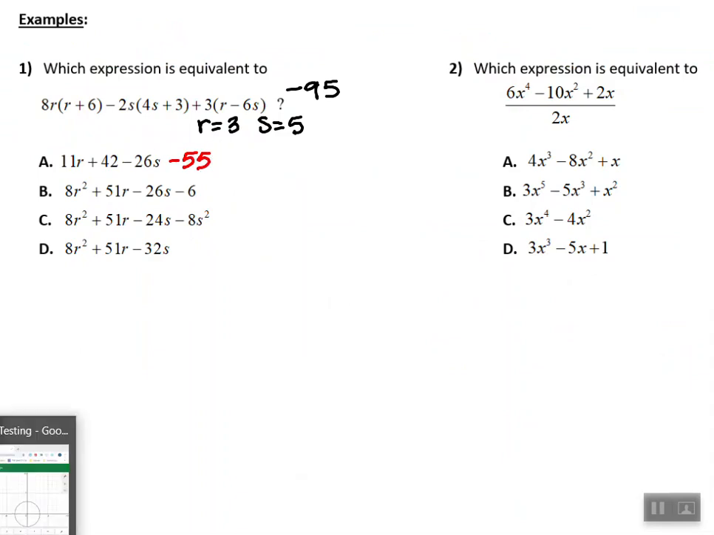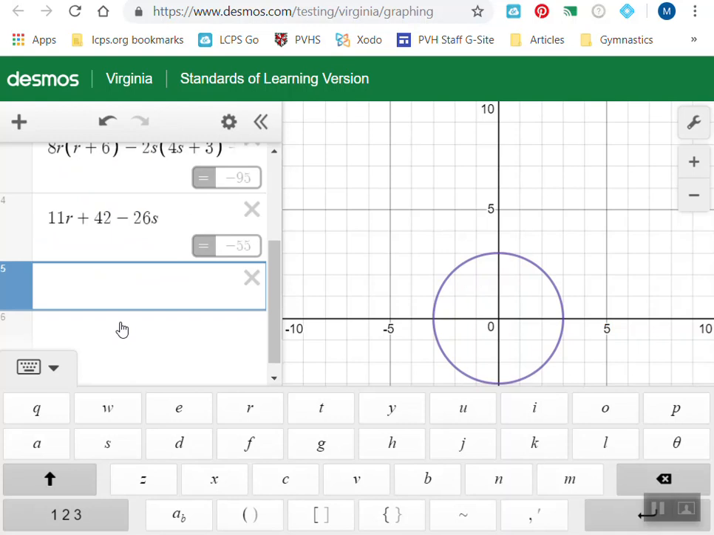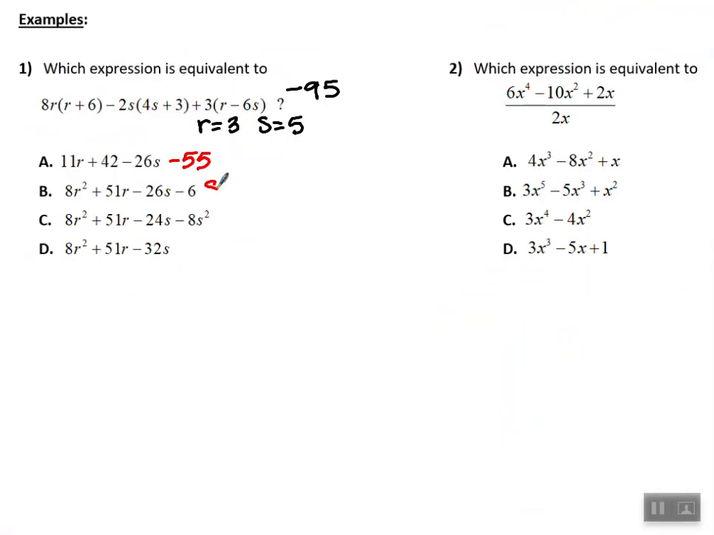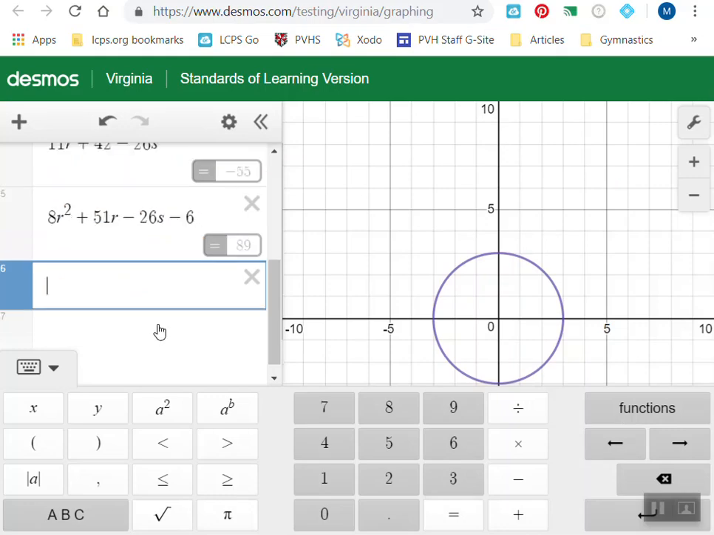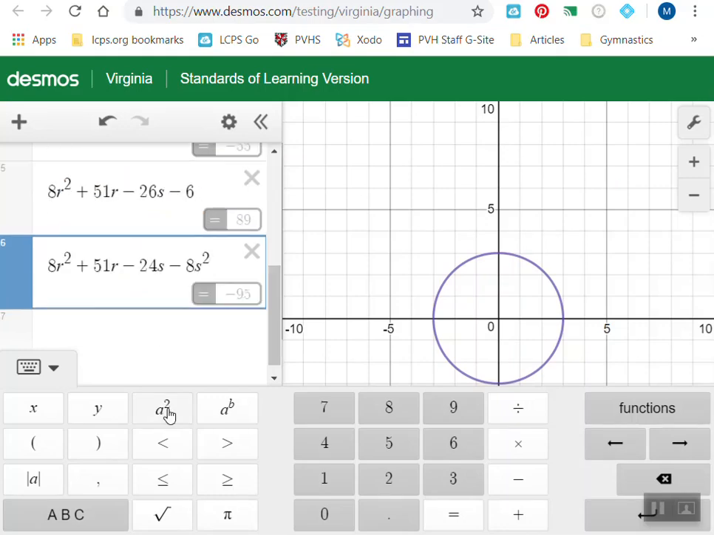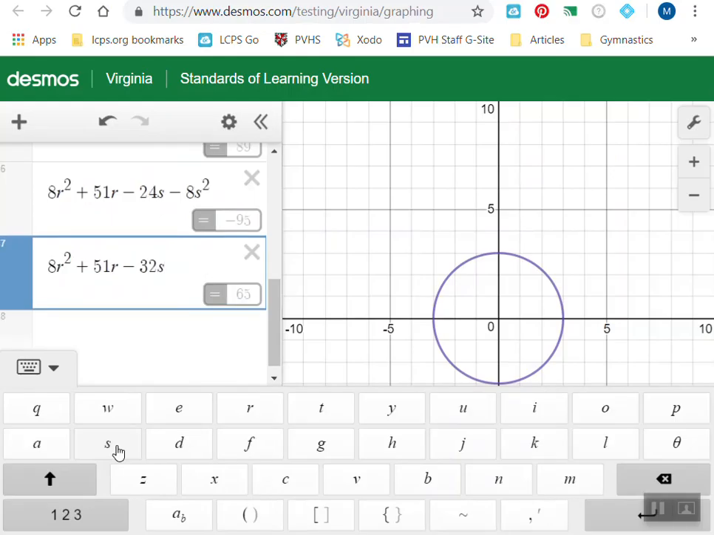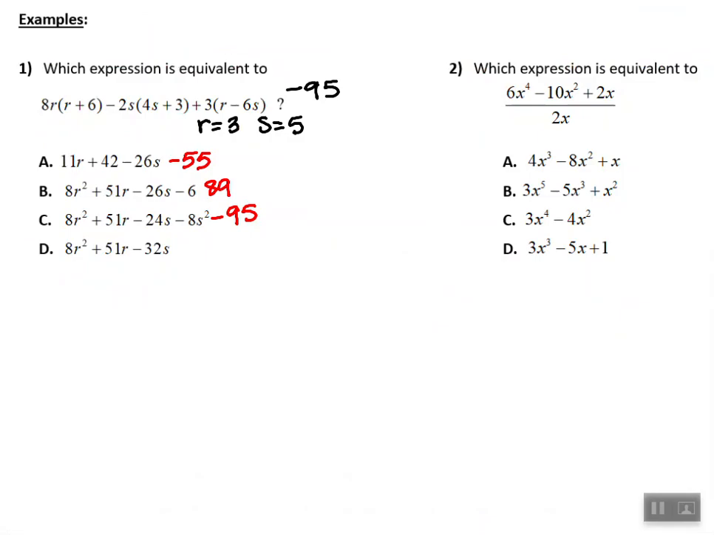That is not the same as negative 95, so let's go back to Desmos. For that one, I get 89. That's not the same as negative 95, so let's keep going. That one gives us negative 95. So that is probably our answer, but we're going to go ahead and check the last one just in case. That one gives us 65. We want to choose the one that was the same as our question that we started with, so that means that C is the correct answer.